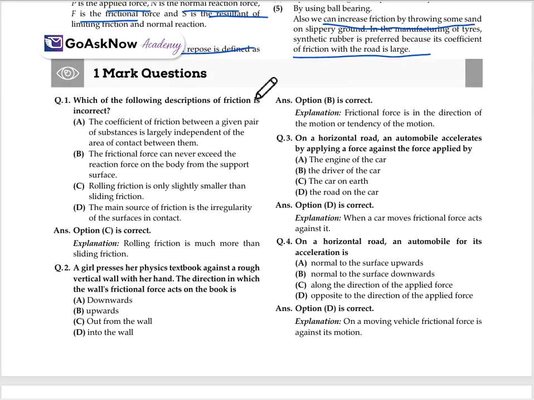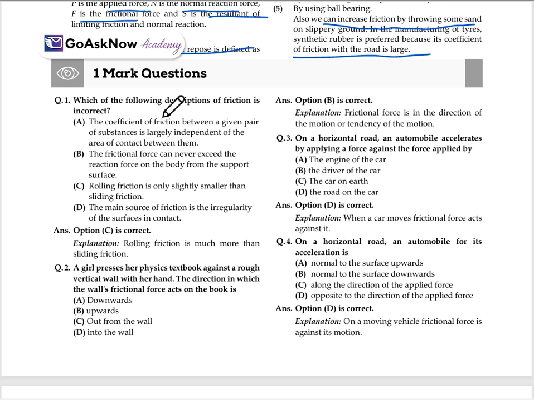Which of the following descriptions of friction is incorrect? There are some options. The coefficient of friction between a given pair of substances is largely independent of the area of contact between them. The friction force can never exceed the reaction force on the body's support. Rolling friction is only slightly smaller than sliding friction. The main source of friction is irregularity of the surfaces in contact.